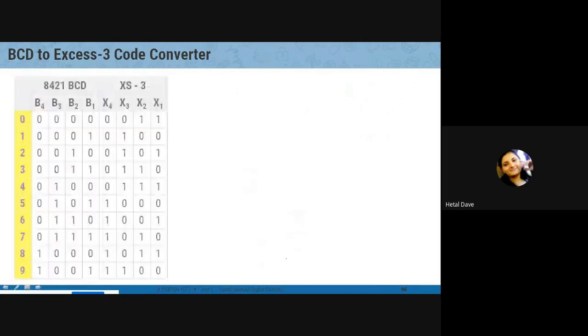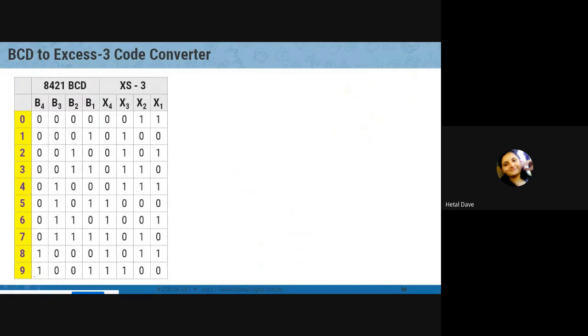Next, we need to decide the truth table. So 4 inputs and it is in BCD. So 0, 0, 0, 0 up to 1, 0, 0, 1. This is the input table. How is the output table prepared? Everywhere we should add 3, 0, 0, 1, 1. So 0, 0, 0, 0 plus 3 means 0, 0, 1, 1 is equal to 0, 0, 1, 1. It is 0, 0, 0, 1, which means 1.